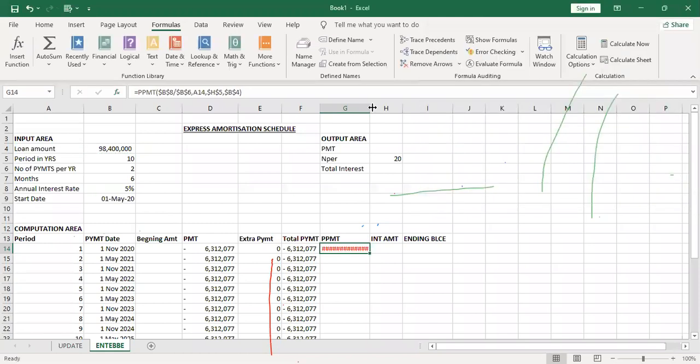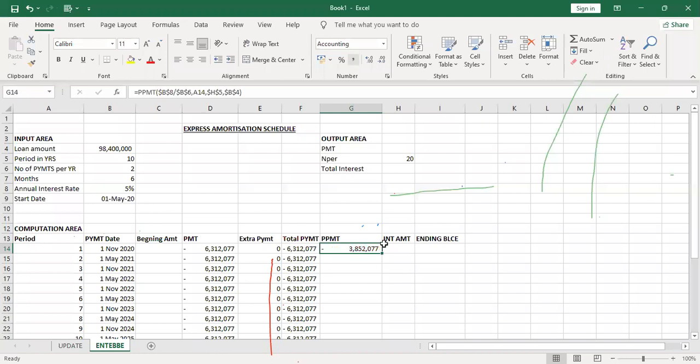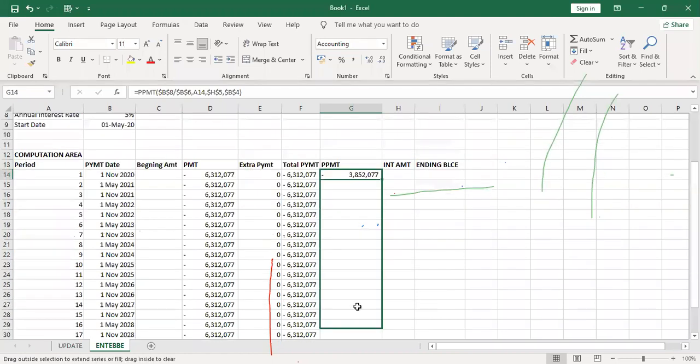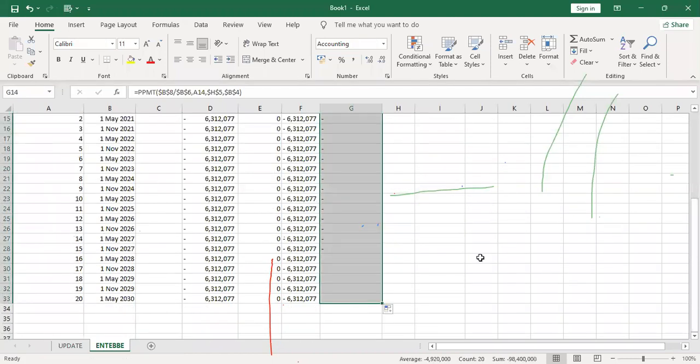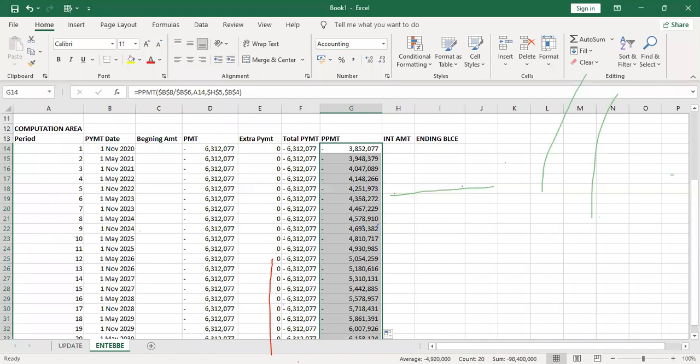So if you get a hash, resize. If I don't want to see the currency symbol, I'll click on this value, click on the Home tab, go to Number and click on the comma style. Then I'll click on this value, press the autofill icon, and then drag up to period 20. So you will realize that the principal payment is not the same. It keeps on changing.